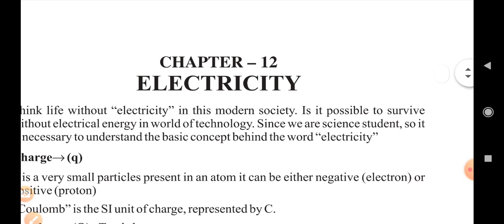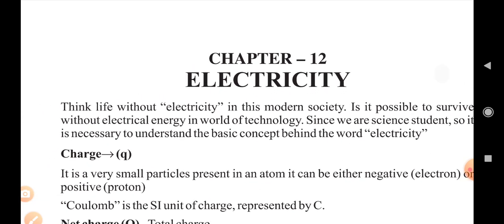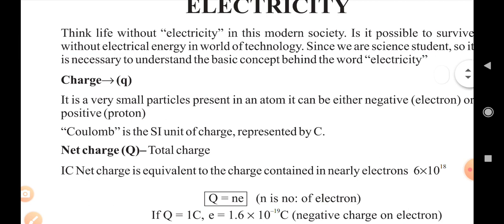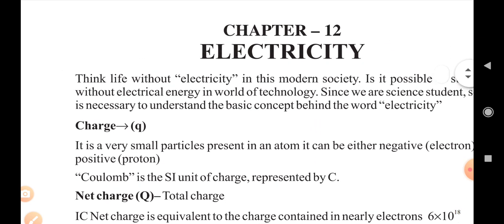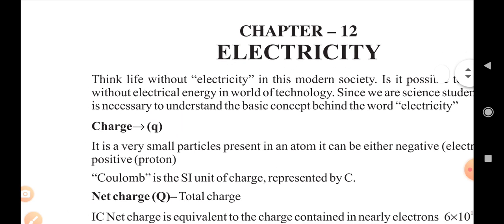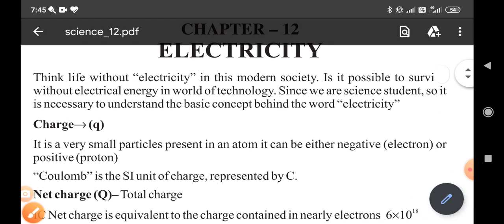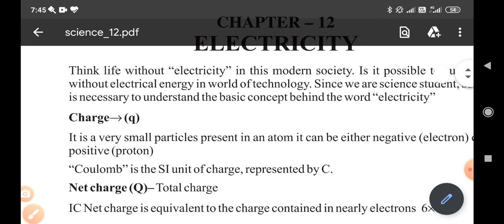Since we are science students, it is necessary to understand the basic concept behind the word electricity. Look, the basic term from which electricity is defined is charge. Charge is carried by very small particles present in an atom. It can be either positive or negative. Negative means electron and positive means proton.